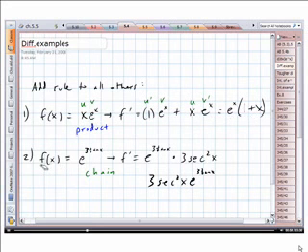Over here, f of x is e to the 3 tan x. This will be chain rule. So the derivative here is e to the 3 tan x times the derivative of 3 tan x, which is 3 secant squared x. And we can just rewrite it this way if we choose to do so.